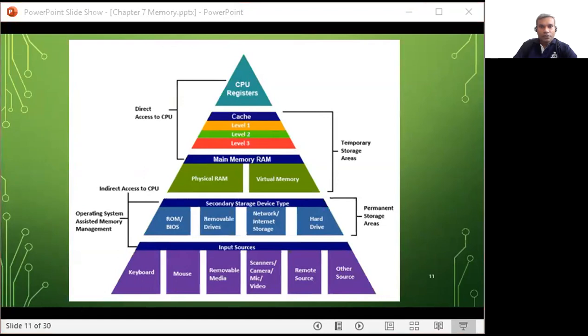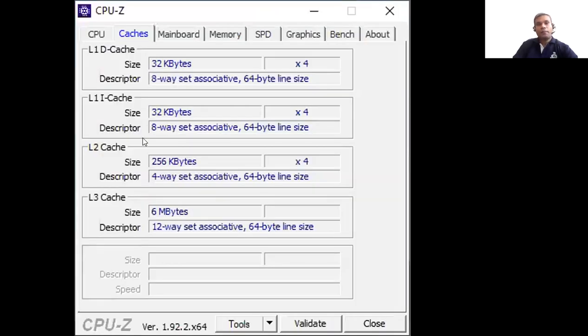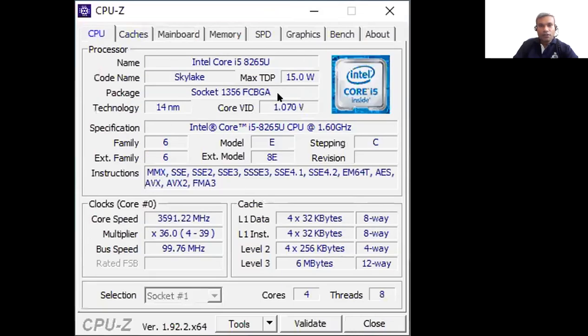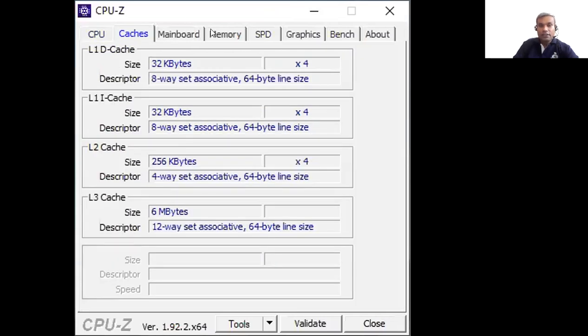Now, let me show you something else. This is my personal computer, this laptop, and there's a small free program called CPU-Z where you can check different properties of your computer. Here I'm checking the properties of the CPU. This is the CPU, an Intel Core i5. What I'm mainly interested in is this cache.